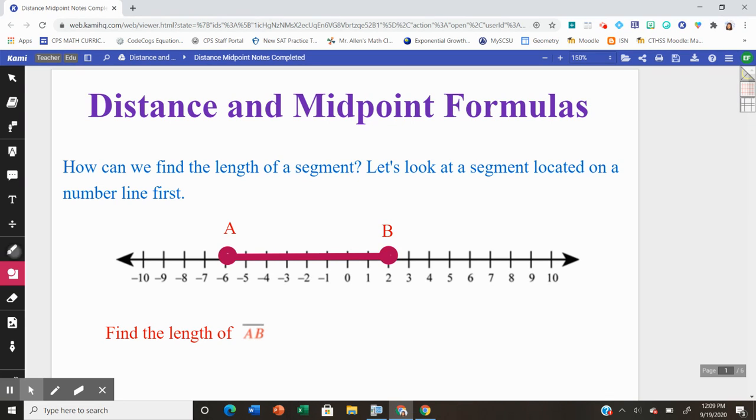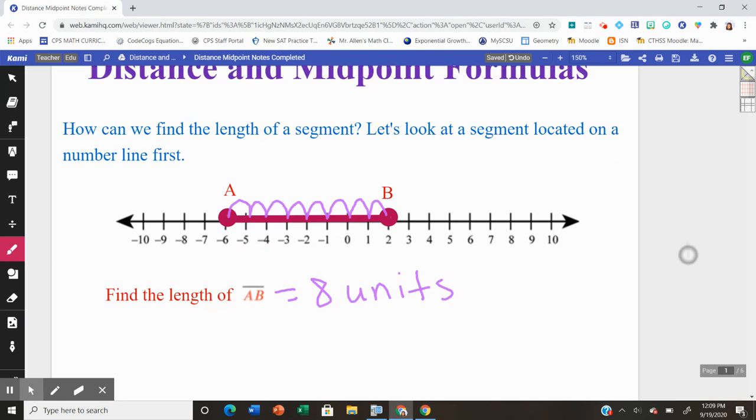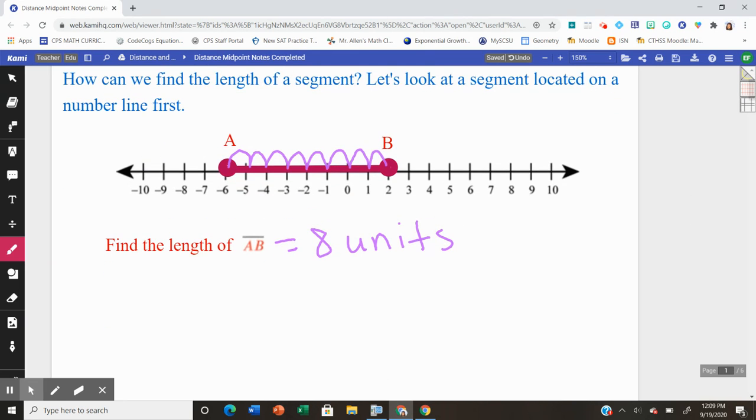From back in elementary school, you guys could do the bunny hop, right, across the number line. 1, 2, 3, 4, 5, 6, 7, 8. To figure out that the length of AB is 8 units, right? But I think we've all progressed a little bit from the bunny hop. So let's try to do this a little bit more algebraically.